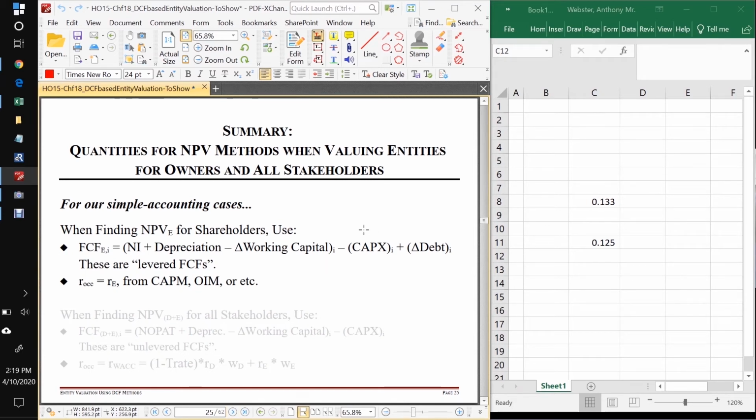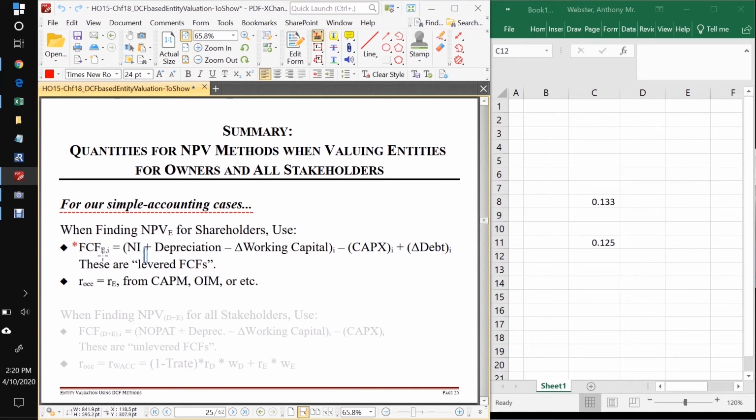So now let's summarize a little bit, because we've gone through a lot of stuff here. So let's summarize our quantities for the NPV methods for valuing entities for owners and stakeholders. So first of all, and this is going to be true for the rest of the term, happily, we're going to use our simple accounting cases where depreciation is our only non-cash expense, et cetera. Okay, so in that case, when we're trying to get an NPV for shareholders, this is the equation, again, that you need to know.